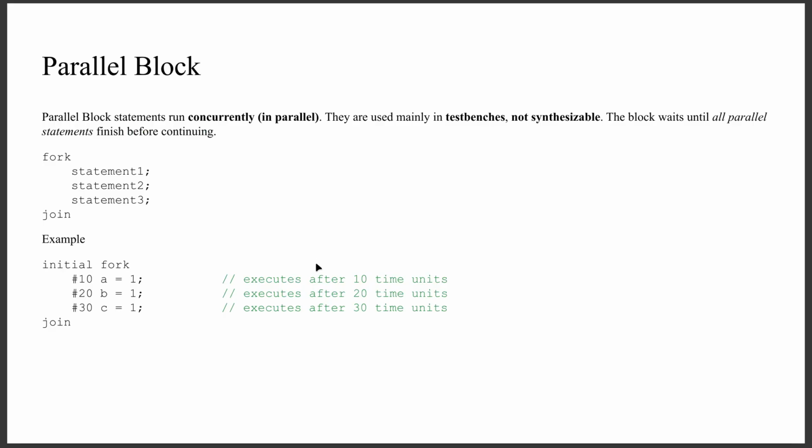Parallel block. Parallel block statements run concurrently in parallel. They are used mainly in test benches and are not synthesizable. The block waits until all parallel statements finish before continuing. So fork and join. For example, initial fork executes after 10 time units, 20 units, and 30 units, A, B, and C.